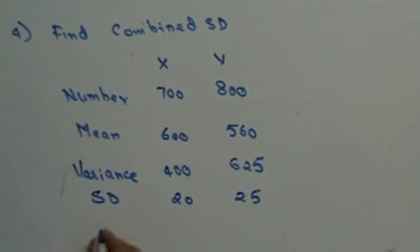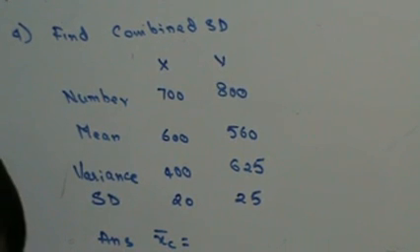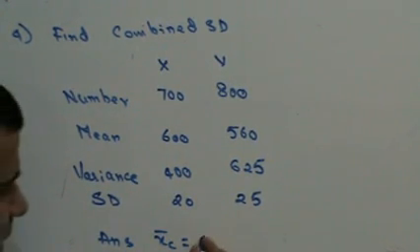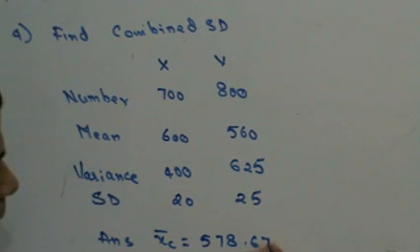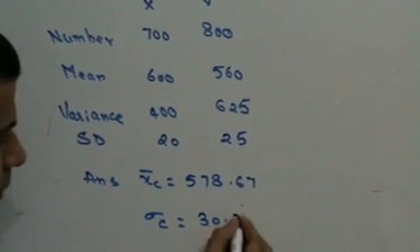Answer: combined mean is going to be 578.67 and combined standard deviation should be 30.30.